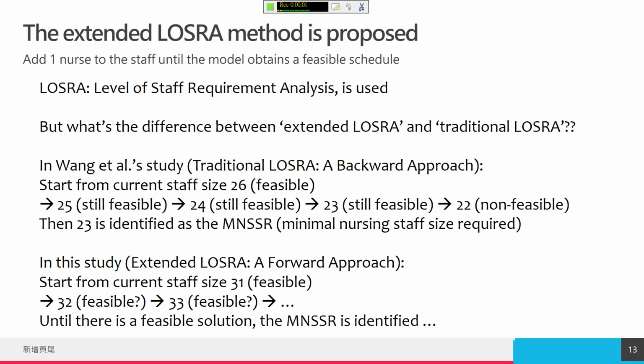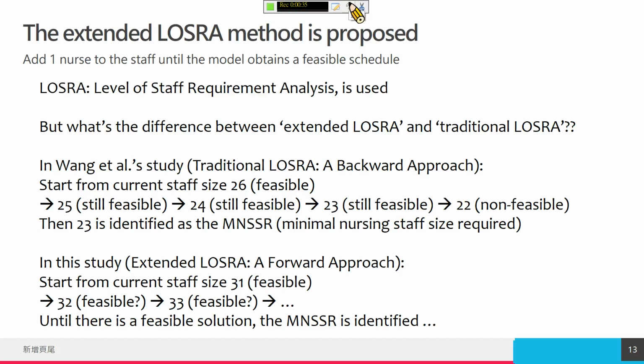The LOSRA method is used. LOSRA means level of staff requirement analysis, but we modified the method. In the previous study, the size of the nursing staff is decreased until no feasible schedule is found. Then the last feasible size is the MNSSR, or minimal nursing staff size required. We call this method traditional LOSRA.